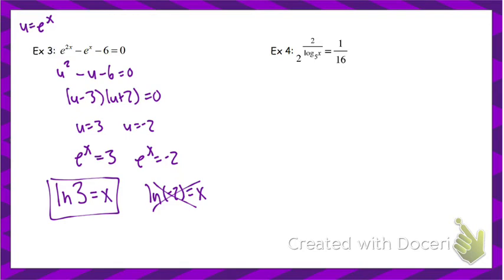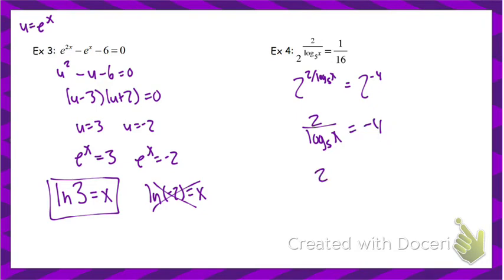All right, let's try the next one. The next one looks really scary. But again, let's remember what we did last class. 1 over 16 can be rewritten with a base of 2. So this ugly thing is just an exponent. 1 over 16 is 2 to the negative 4. Well, now these have the same base. If they have the same base, then I can set those exponents equal to each other.